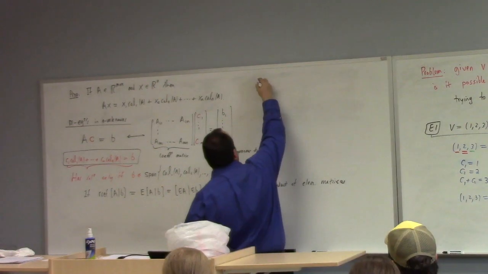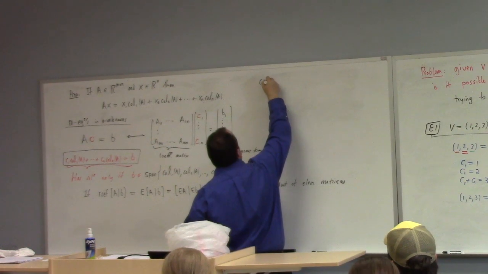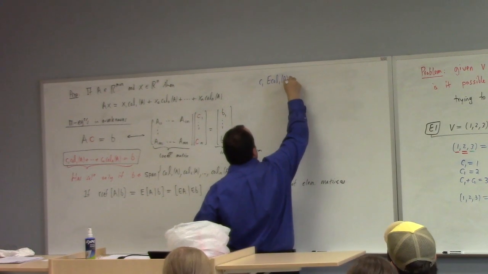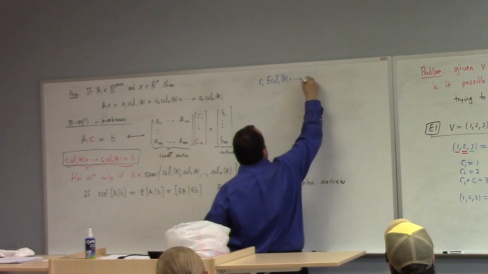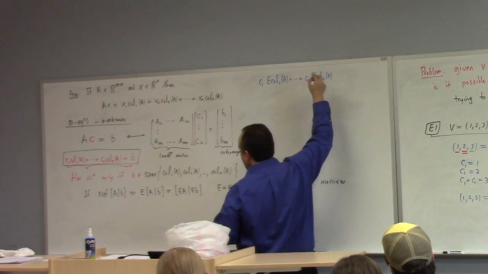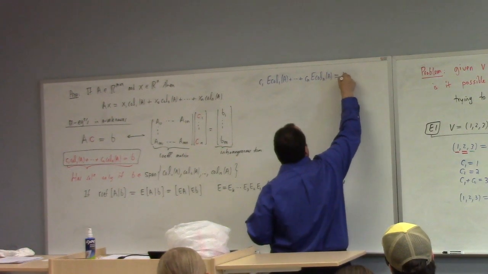I'd have C1 times E times column 1 of A, plus, plus Cn times E times column n of A, equals EB.